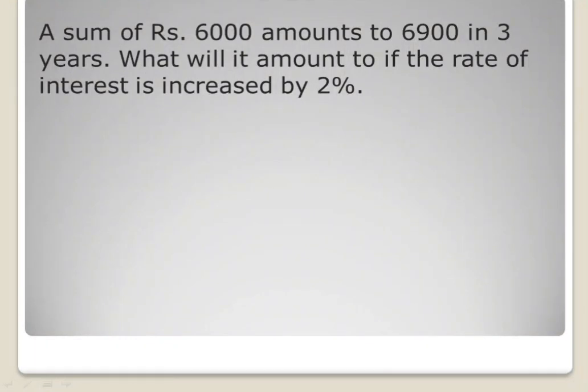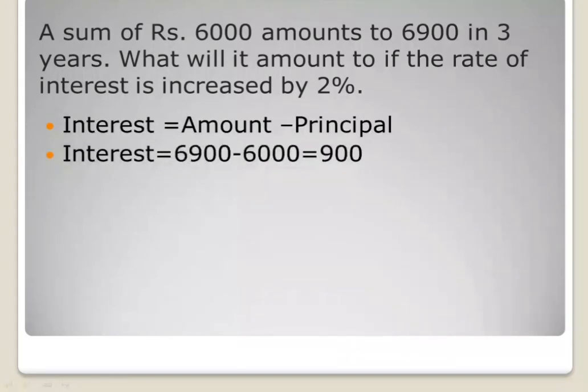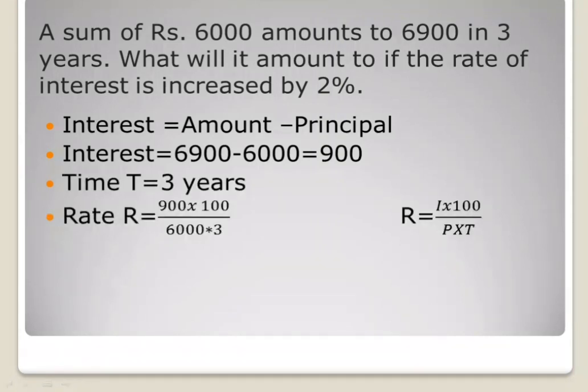Now next question. A sum of rupees 6,000 amounts to 6,900. So this principal is given and here amount is given. Time is also given, 3 years. So first thing we need to find out is rate of interest. So interest is equal to amount minus principal. So from here our interest is 900. So I will use the formula rate is equal to interest into 100 upon principal into time. I will substitute all the values and I will get rate is 5%.